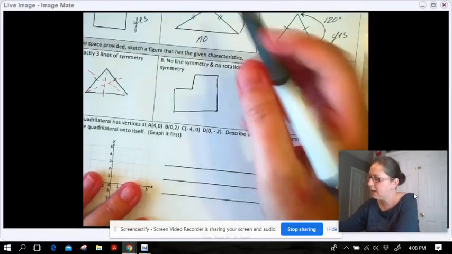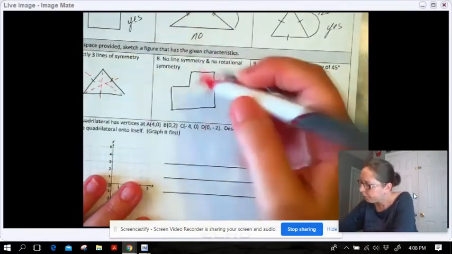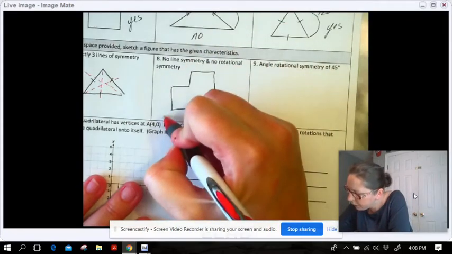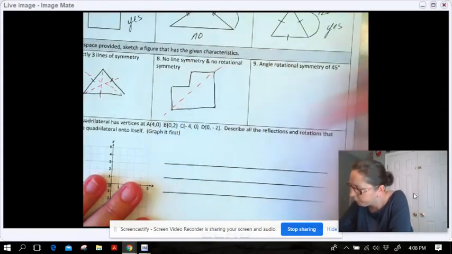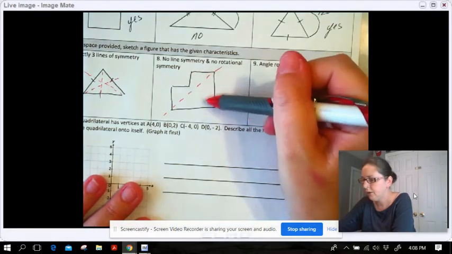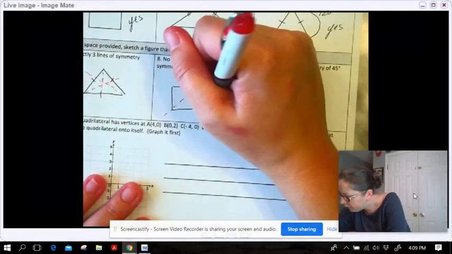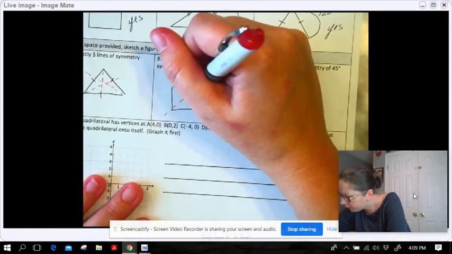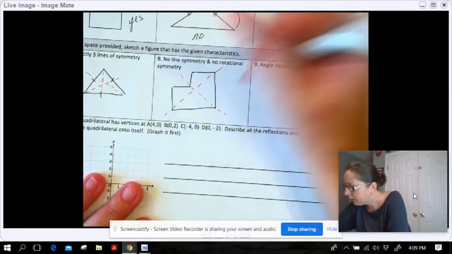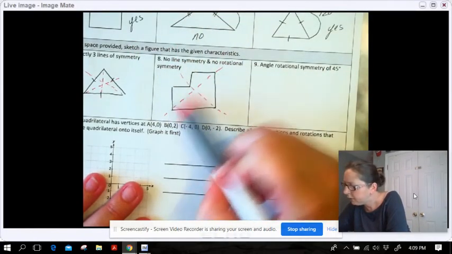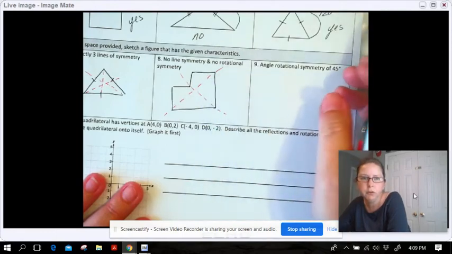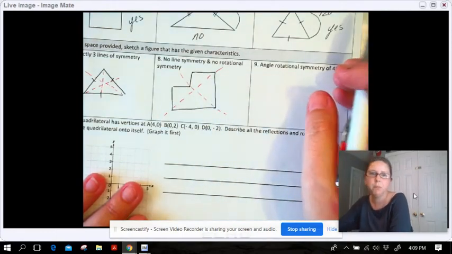And you also cannot draw a line across this anywhere. This side and this side are not the same. Okay. And even if I tried to do it this way, these shouldn't have been exactly the same.